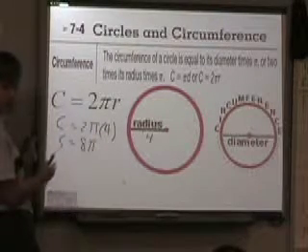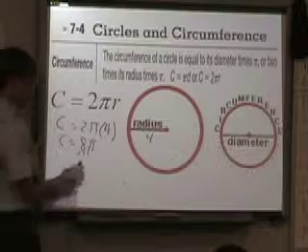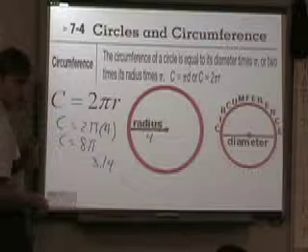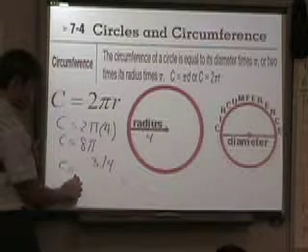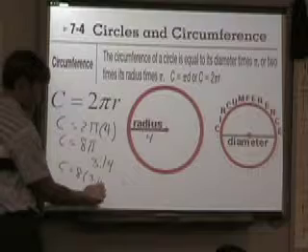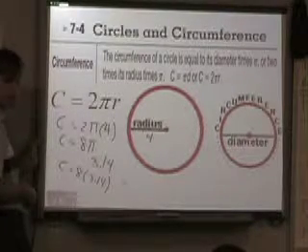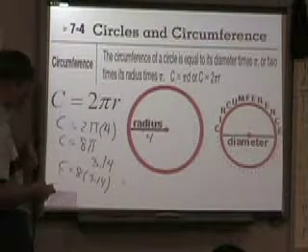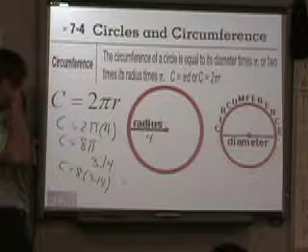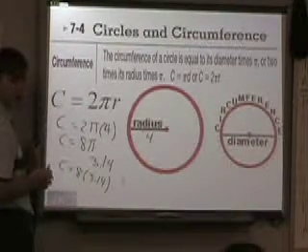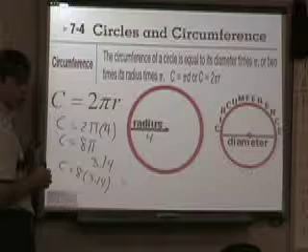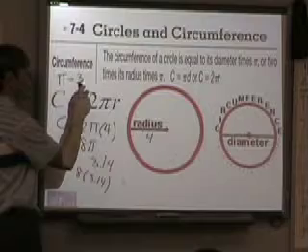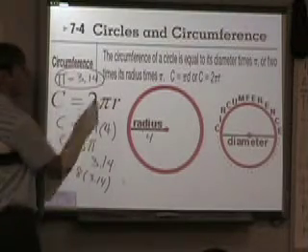Now, I'm happy for you to leave it like that. Later on, when you get a calculator, pi is the same thing as 3.14. So circumference is going to be 8 times 3.14, whatever that is. We don't have to work that out right now. So pi equals 3.14. You need to remember that.